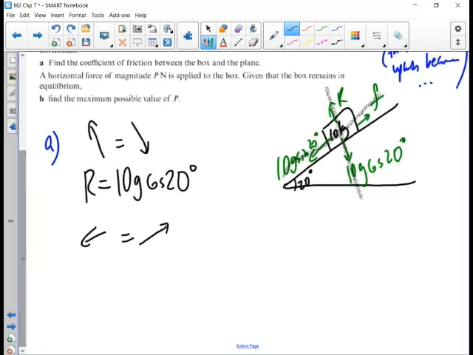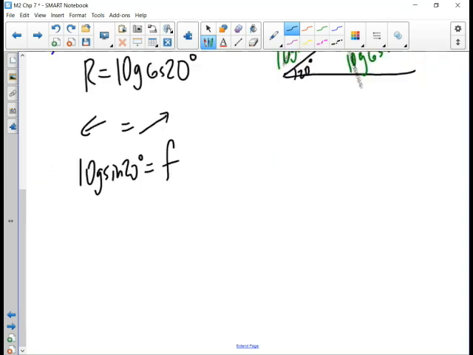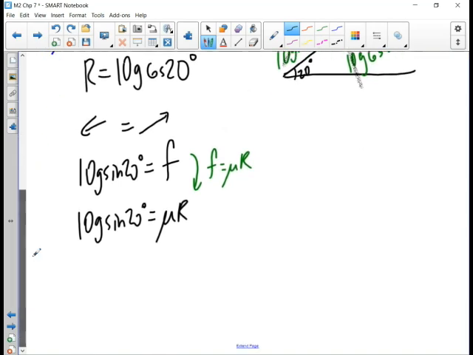So on the left, we've got 10G sin 20. Great. On the right-hand side, we've got friction. So we know friction equals mu R. So I'm going to replace friction with mu R. F equals mu R, sub it in. So what's reaction? Reaction is 10G cos 20. So I can use this in here.